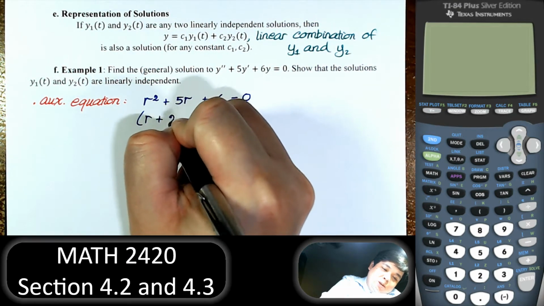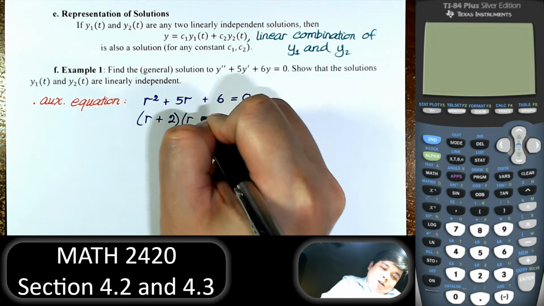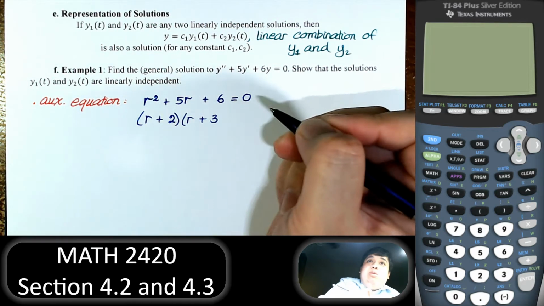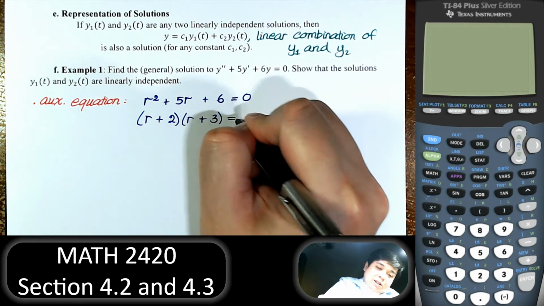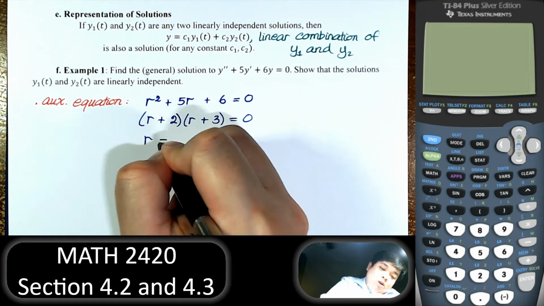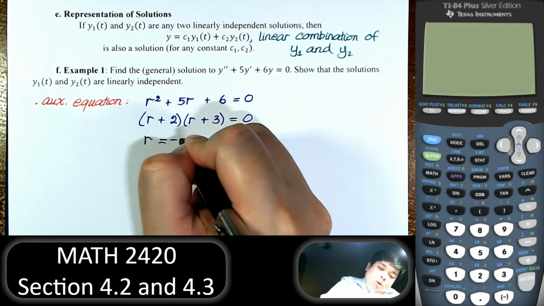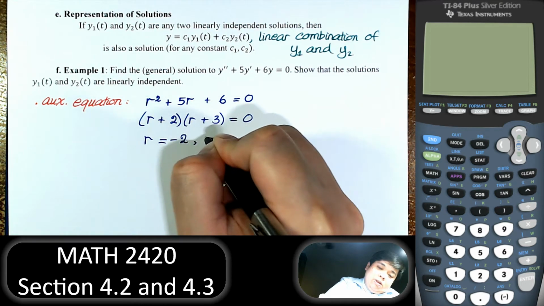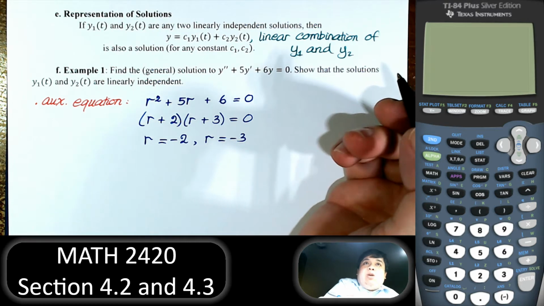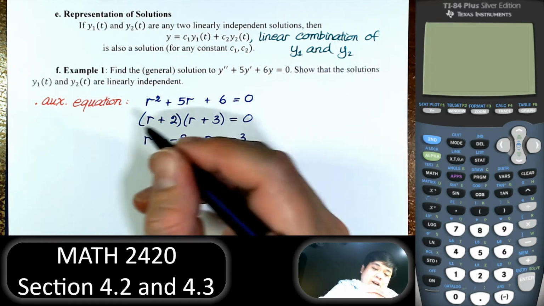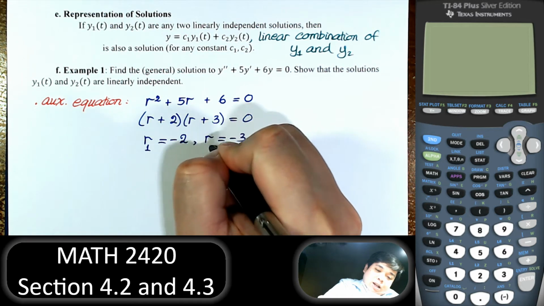(r + 2)(r + 3). If we factor, that's what we have, right? So it doesn't matter how you solve the quadratic equation. This should be simple. Right, so r equal to -2, r equal to -3. So let's say r1 and r2.